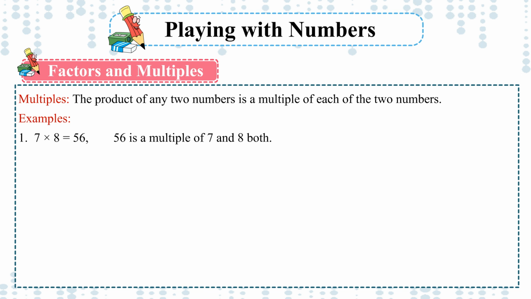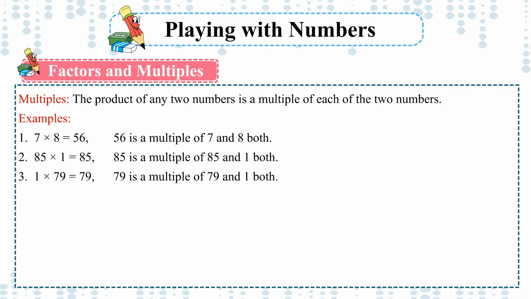Examples. 1. 7 multiply 8 is equal to 56. 56 is a multiple of 7 and 8 both. 2. 85 multiply 1 is equal to 85. 85 is a multiple of 85 and 1 both. 3. 1 multiply 79 is equal to 79. 79 is a multiple of 79 and 1 both.